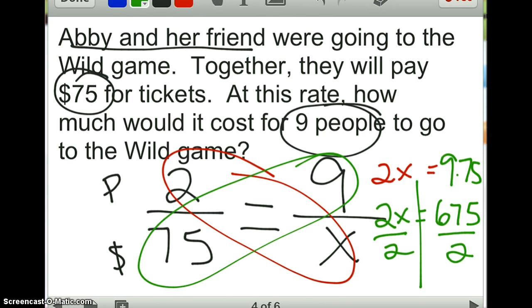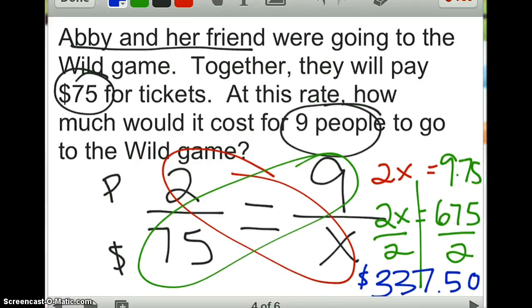And I see 337.5. All right. I was thinking that didn't make sense, but it makes total sense. So, how much would it cost for 9 people to go to the Wild game? It would cost a lot of money. It would cost $337.5, but how do you write that in dollars? Yeah, $337.50 for 9 people to go. So does that make sense that it would cost that much? Yeah, if 2 people are 75, yep, that seems to make sense to me.